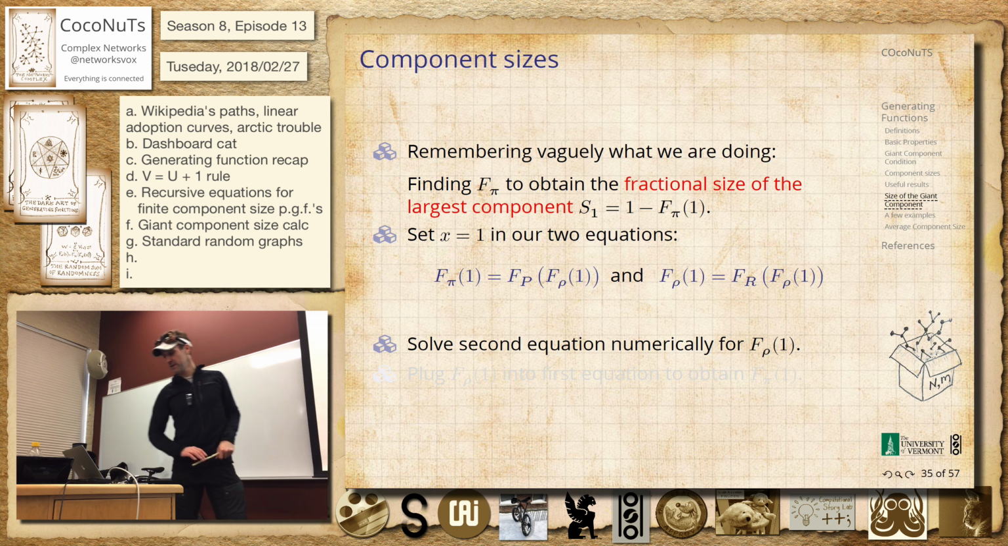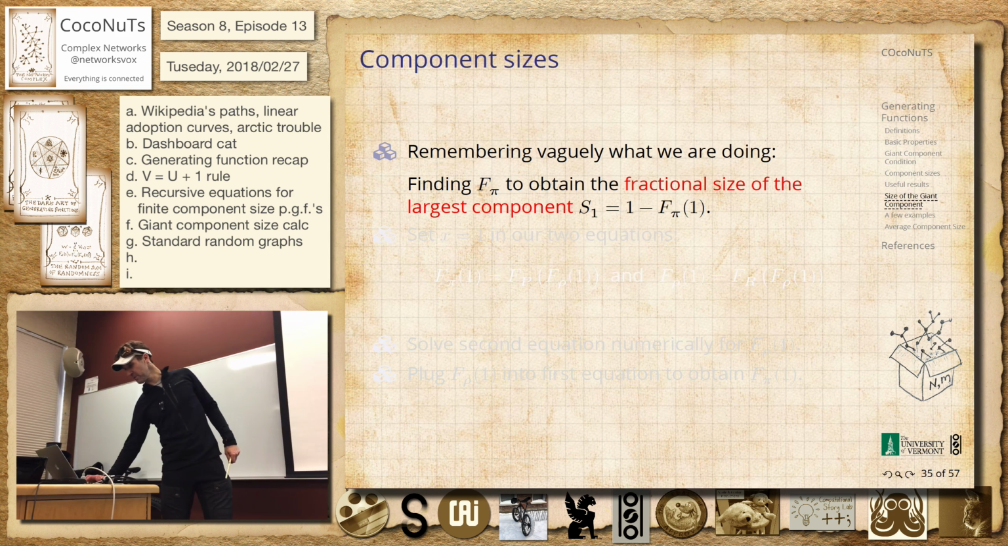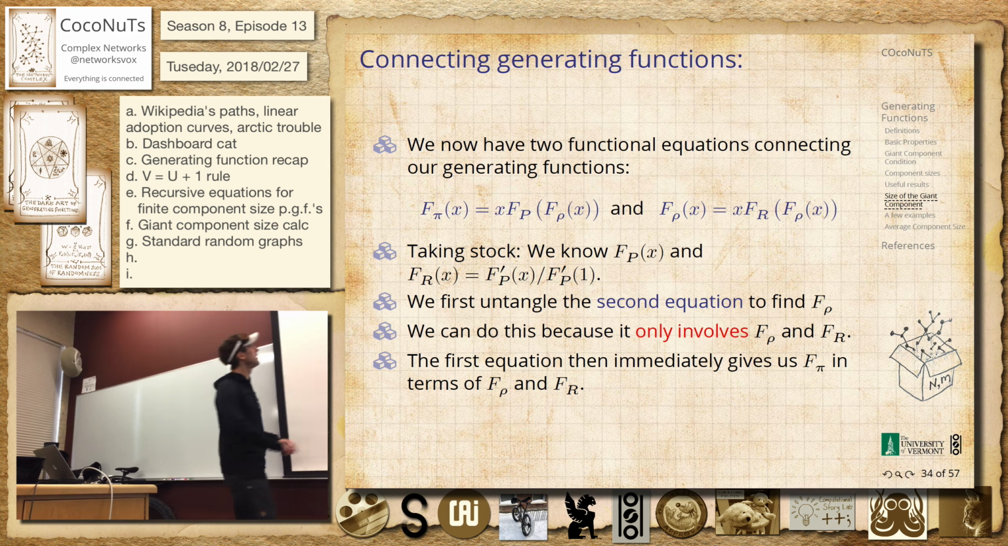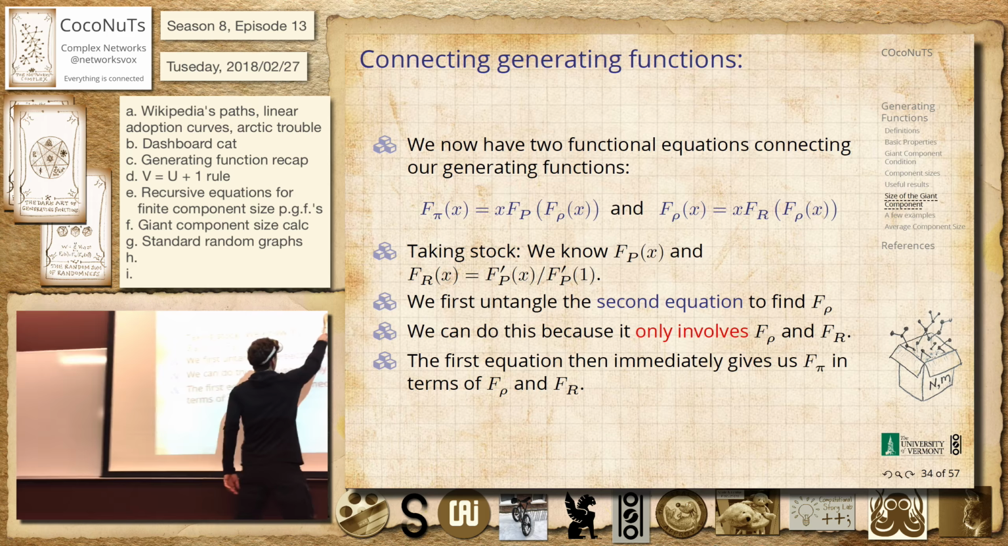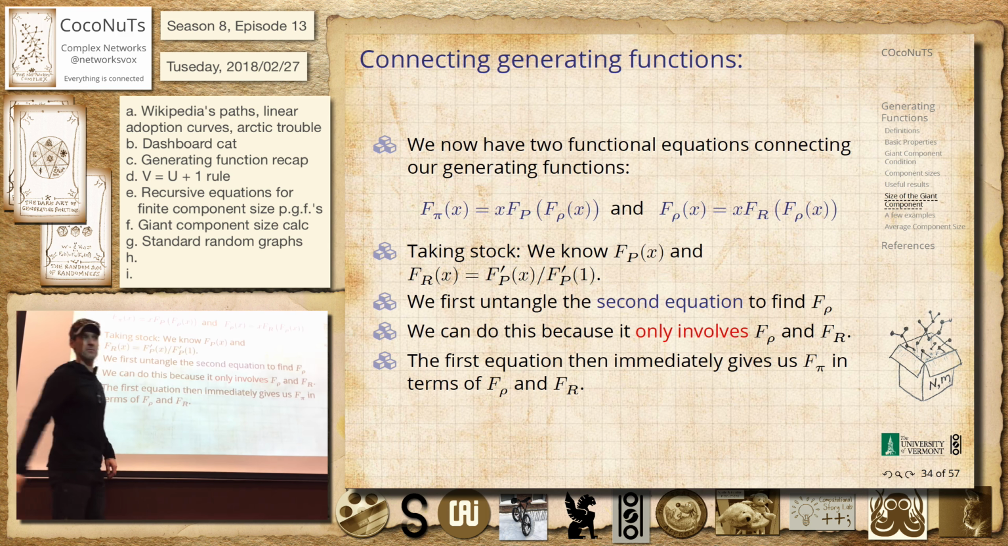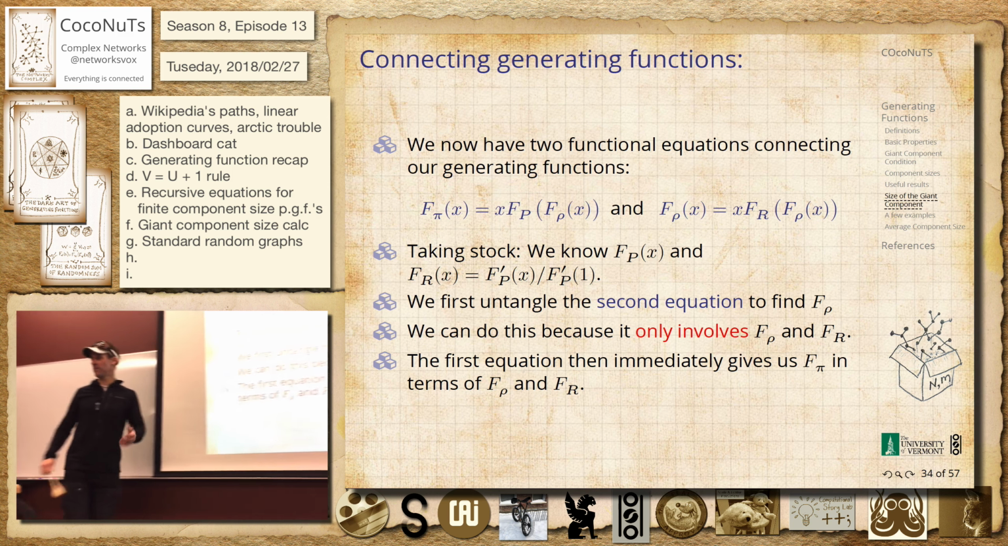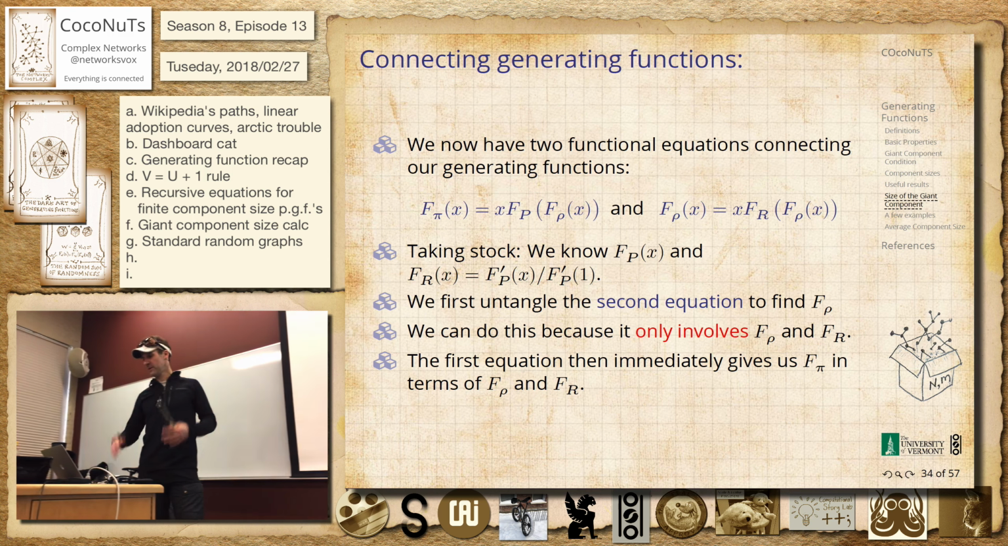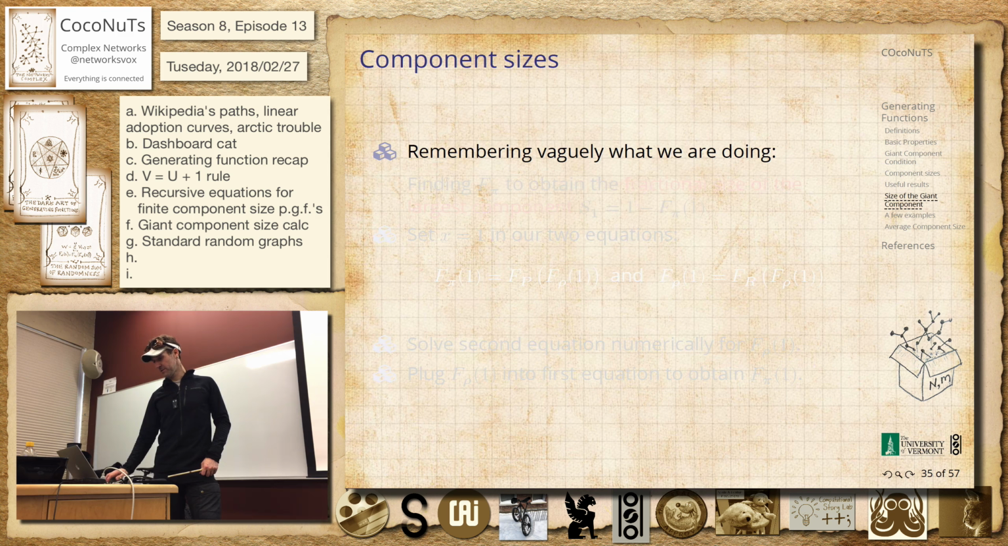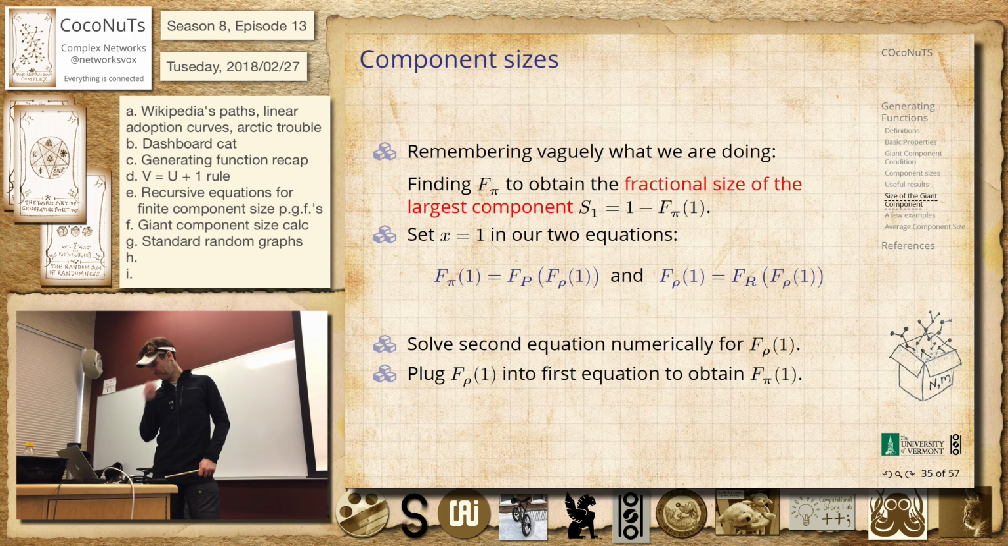You can also go back to these equations here and take a derivative of the thing and set x equal to 1, and then we'll have equations we can play around with where we can try to find the average size of a finite component. Okay. Right. It's often numerical, but we'll have a simple equation.